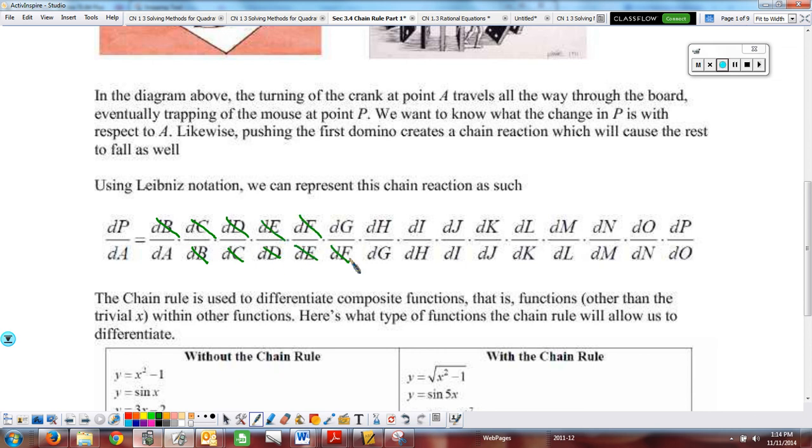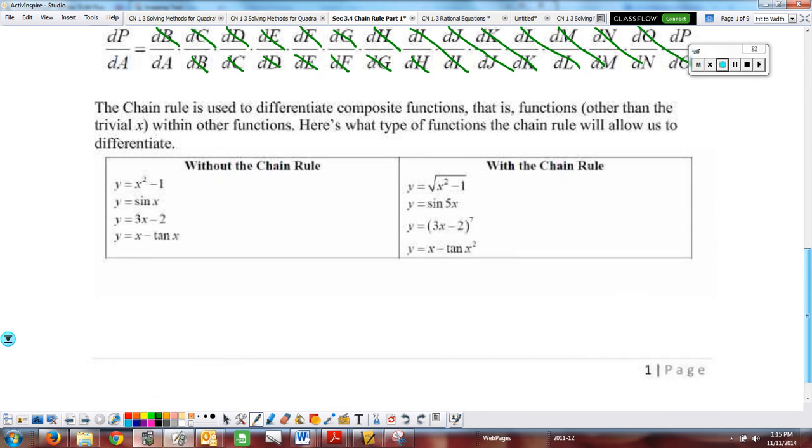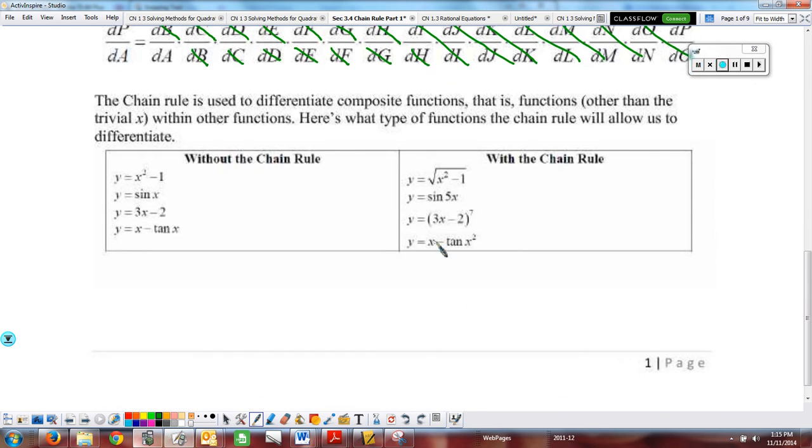Leibniz notation is great because it mathematically makes sense to us that we're going to cancel out all of the links in the chain, and that we would end up with dp over dA. And so we can always use chain rule to differentiate composite functions, functions that have other than the trivial x within the other function.